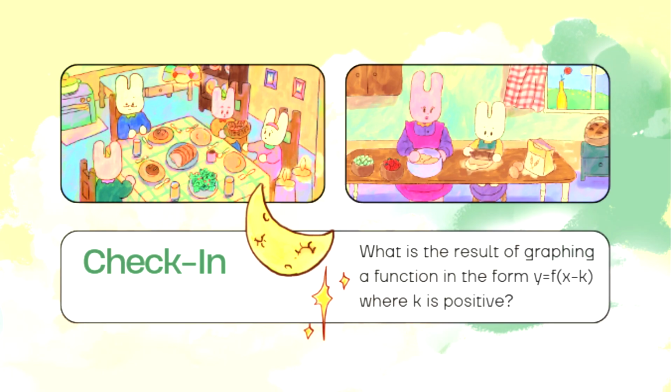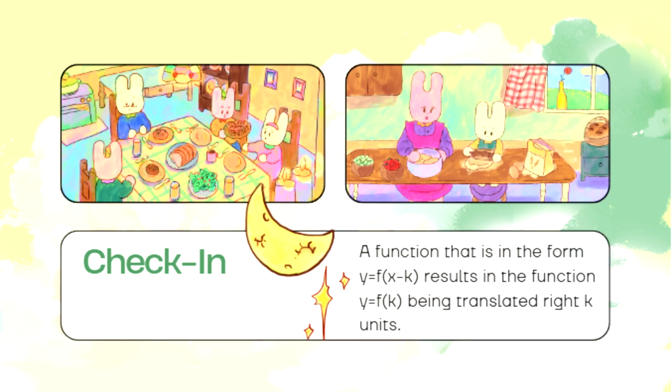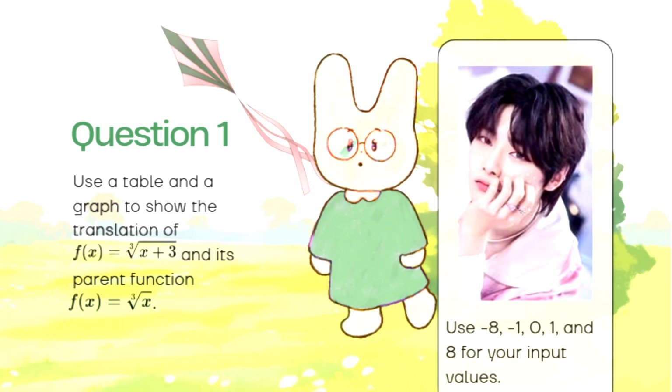Here's another check-in. What is the result of graphing a function in the form y equals f of x minus k, where k is positive? Ignore that because k is not positive, it's a minus. This book has so many errors. A function that is in the form y equals f of x minus k means that it's going to be translated right. So minus is going to go opposite. It's going to go to the right instead of the left. Everything is opposite for the x-axis.